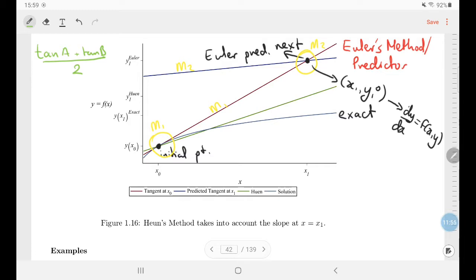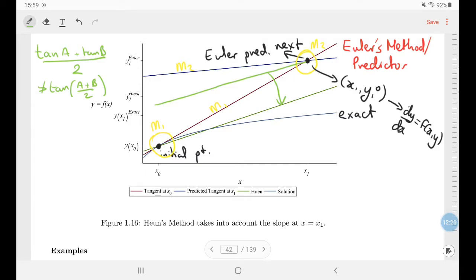And it's not the same as tan of (A plus B) over 2. I'm fairly sure they're not the same thing, but I'm going to draw the picture as if they are. So I'm going to draw a line in between the blue line with M2 and the red line with M1, go halfway through, and take that slope. That's what this green line down here is representing. That's the Heun prediction, and it's averaging out the two slopes.